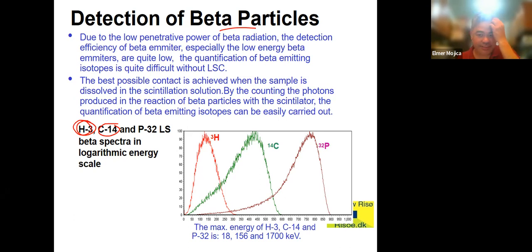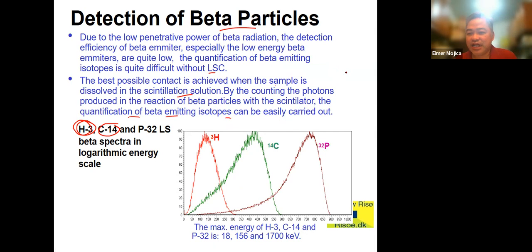So the principle is the low penetrative power of beta radiation. The detection efficiency of the beta emitter, especially the low energy beta emitters, is quite low. But what happened, okay, kapag meron ka ng LSC, tumataas yung ano nila. So the quantitation of beta emitting isotope is quite difficult without the liquid scintillation counter. So what it does is the sample is dissolved in the scintillation solution, yung tawag namin scintillant. And by counting the photons produced in the reaction of the beta particles with the scintillator, the quantitation of the beta emitting isotopes can be easily carried out.